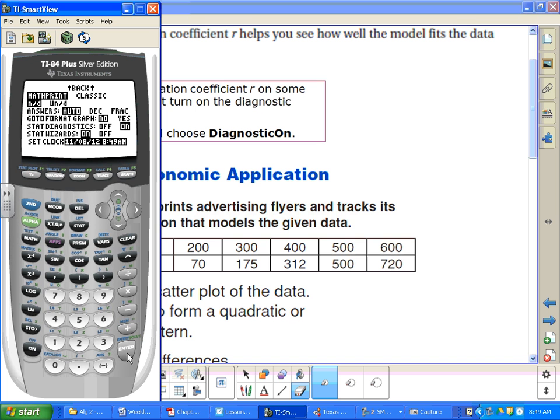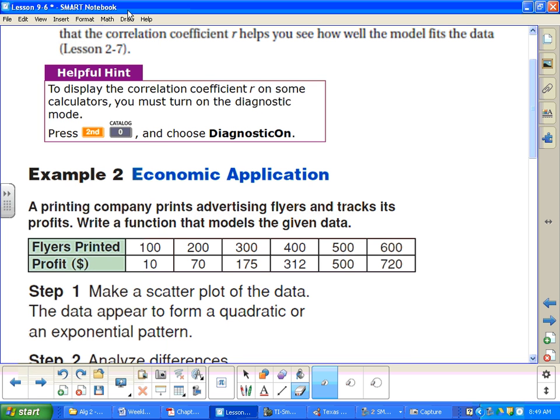We want our Stat Diagnostics to be turned on. Because if you remember, one of the things that we did in Algebra 1 and a little earlier in Algebra 2 is we looked at correlation coefficients. Do you remember using that terminology? Your diagnostics have to be on so that the correlation coefficient shows up on your calculator, because it helps us determine what's the best fitting line for a set of data.